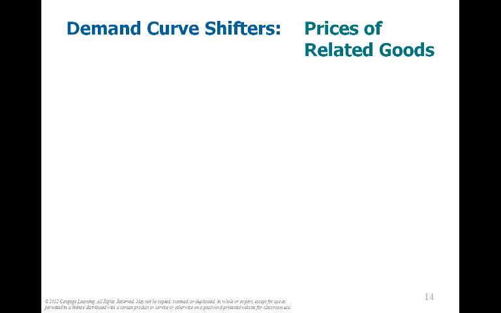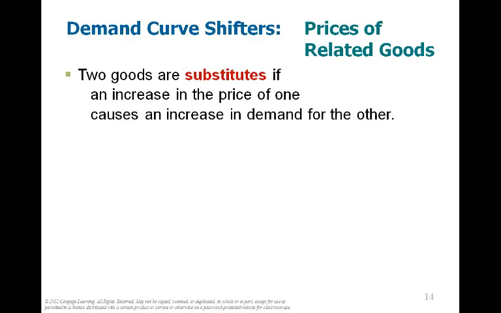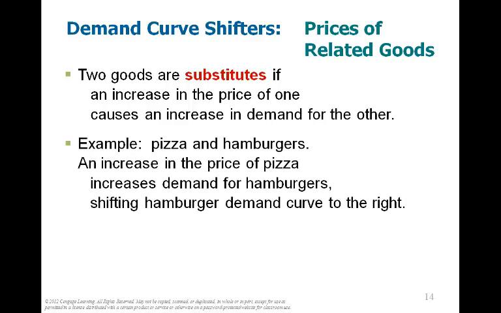And the next important demand curve shifter is the price of related goods. So here we have to make a distinction between substitutes and complements. 2 goods are substitutes if an increase in the price of one causes an increase in the demand for the other one. So substitutes are things that are good replacements for each other, things like butter and margarine and so on. So for a lot of people, they like pizza, they like hamburgers. If there's an increase in the price of pizza, there'll be an increase in the demand for hamburgers.